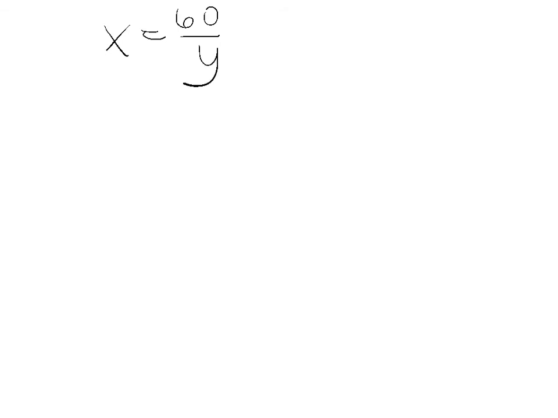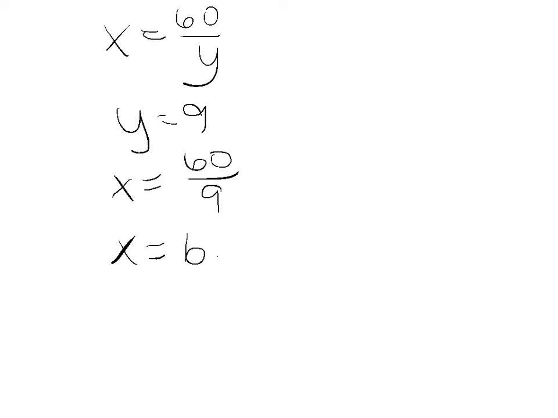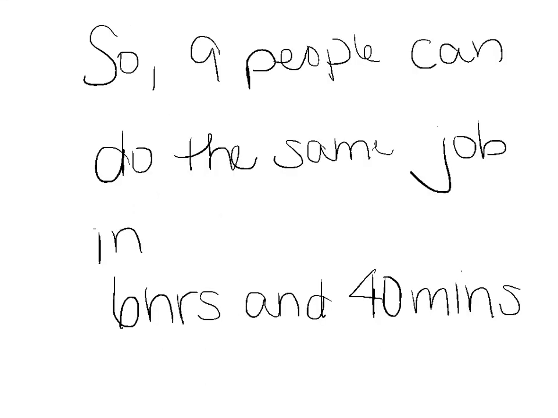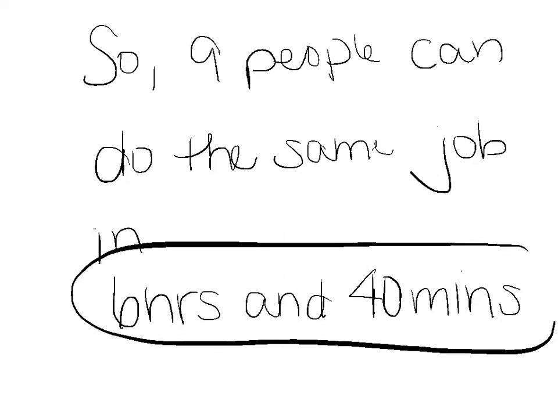Y is given to us as y equals 9. So we need to solve the equation x equals 60 over 9 to find out how long it'll take 9 people to do the same job. If you calculate this out, x will come out to be 6.66 repeating, or in other words, it will be 6 hours and 40 minutes. So, as a result, 9 people can do the same job in 6 hours and 40 minutes.